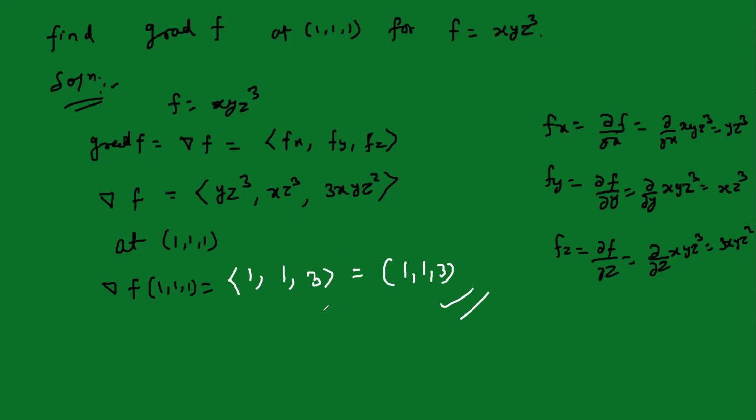Which means the function is increasing. The function at point 1, 1, 1 has result 1, 1, 3. It means the slope of this function at 1, 1, 1 is 1, 1, 3. This is basically a slope actually. The result will be like a hyperplane, right? This is a hyperplane.